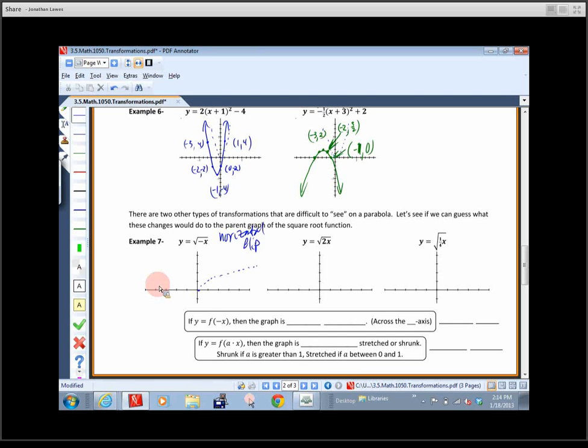So 0, 0 doesn't move anywhere because you're not really flipping that. And then I've got these points right here. Now, can you label those 3 points? 0, 0. What's this one? Negative 1, 1. And this one? Negative 4, 2. Now, this is an even root, though, isn't it? Don't we have domain problems with even roots? How on earth can I plug in negatives?